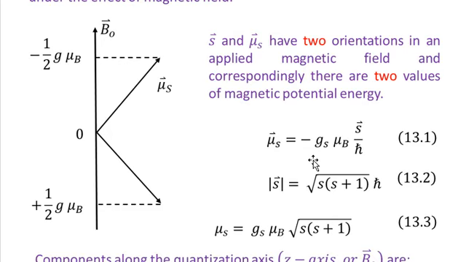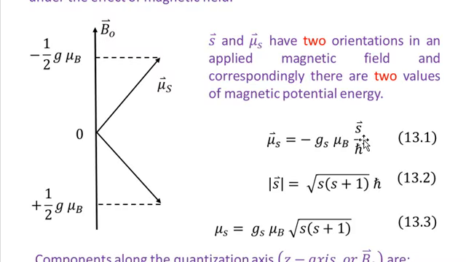So in one of the previous lectures, I discussed the spin magnetic moment mu s in vectorial form, which is given here in equation number 13.1. So mu s is equal to minus gs times mu b times vector s over h bar. On the left hand side, we have the vector mu s, which is the spin magnetic moment. On the right hand side, we have the vector s, which is the spin angular momentum.